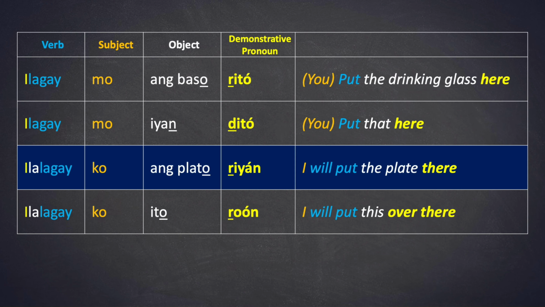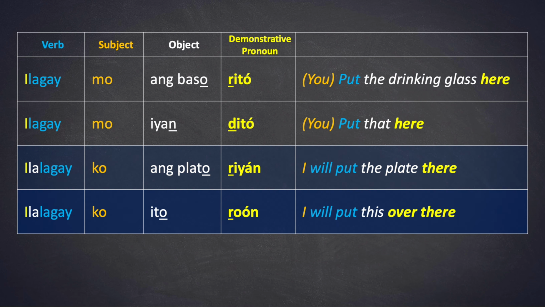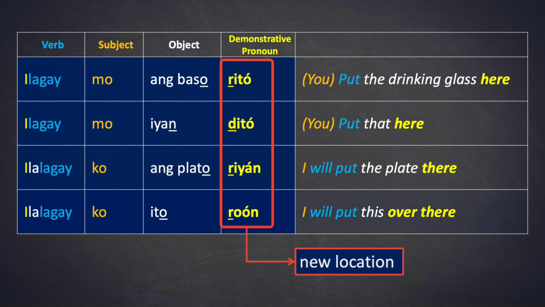Ilalagay ko ang plato riyan. I will put the plate there. Ilalagay ko ito roon. I will put this over there. Did you get the idea? The sample sentences involve telling someone to move an object to a new location. That location is represented by the oblique demonstrative pronouns.